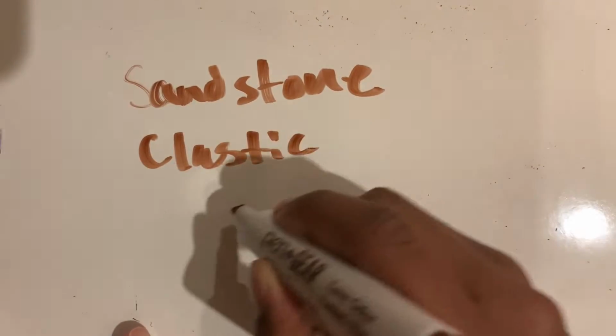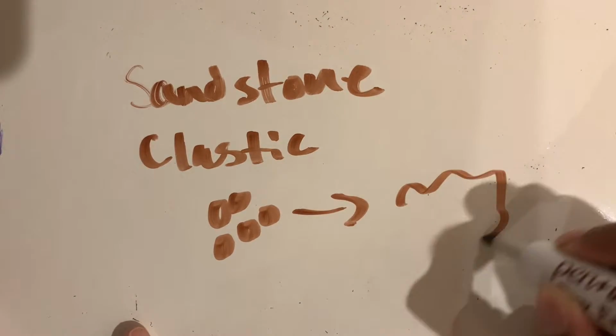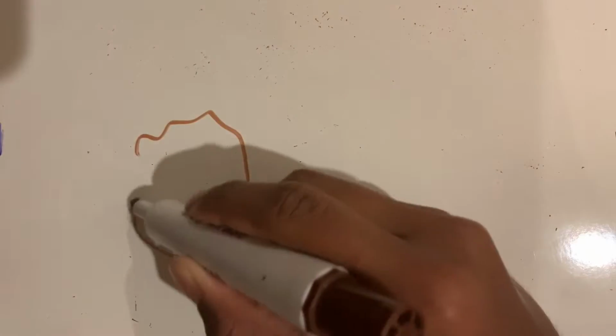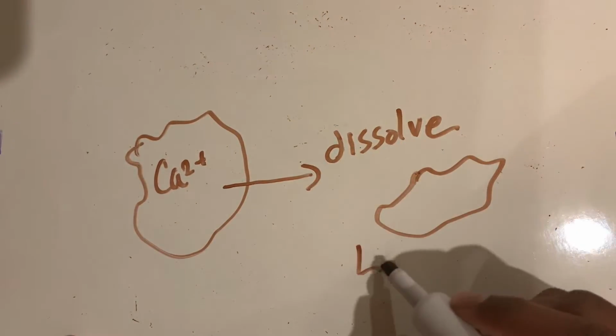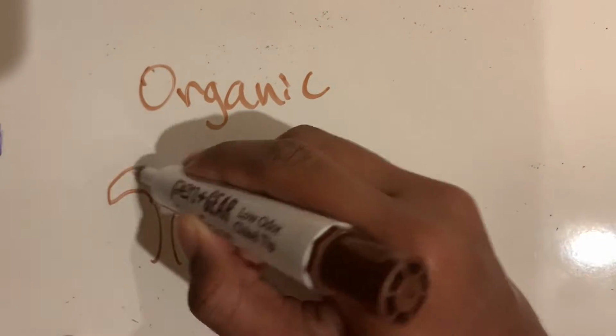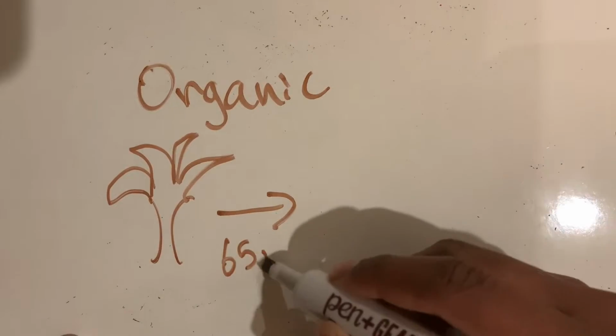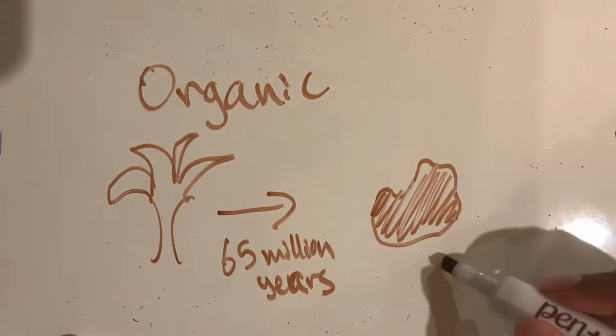Clastic sedimentary rocks, like sandstone, form from the accumulation and lithification of smaller rocks and debris. Chemical sedimentary rocks, like limestone, form when dissolved minerals precipitate from a solution, while organic sedimentary rocks, like chalk and coal, form from the accumulation of plant or animal debris, sometimes over millions of years.